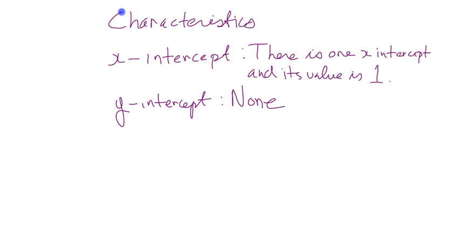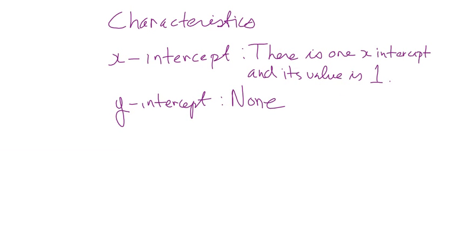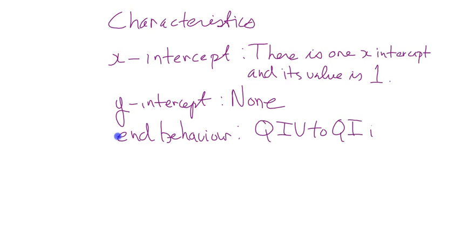Okay, what else do they want? The end behavior. Okay, where are you going? Where do we start? Quadrant. Remember, when we do end behavior, we go left to right. Quadrant 4 to quadrant 1. And what's it doing? Increasing, right? So end behavior: quadrant 4 to quadrant 1, increasing.